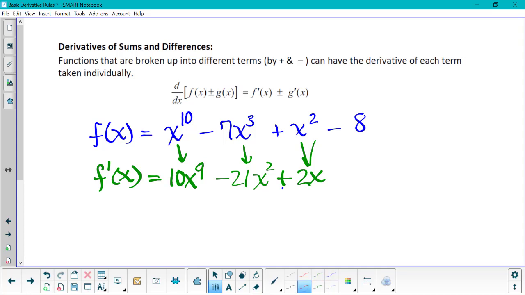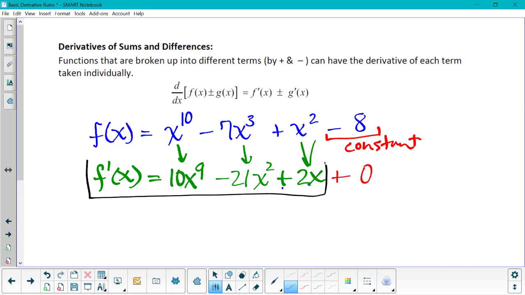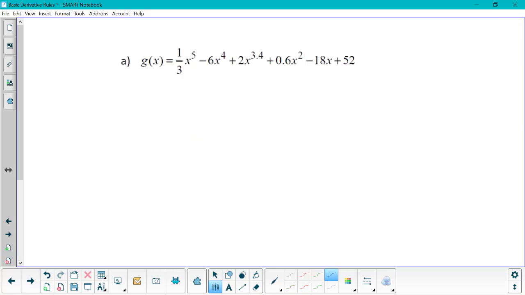So that's a constant. What's the derivative of any constant? Notice there's no variable there. It is 0. But do we need to write the 0? No. So basically our derivative would just be this polynomial function. That opens our world up. So here's an example. What I'd like you to do is pause the video and try this one.